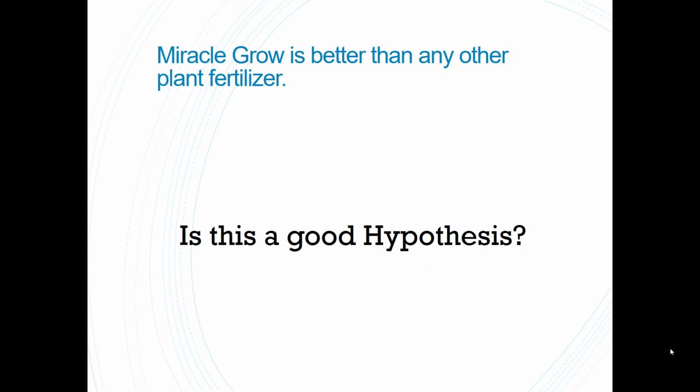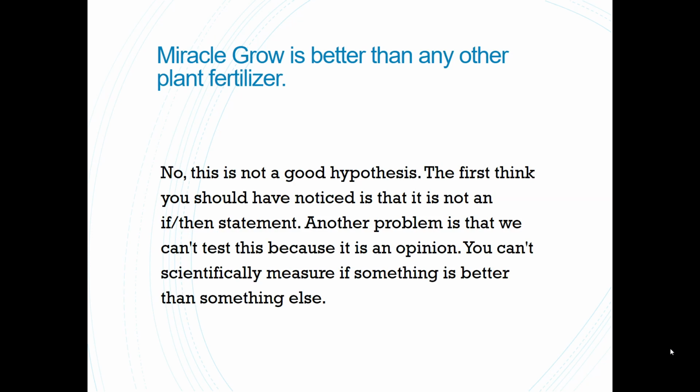Our next example: Miracle-Gro is better than any other plant fertilizer. Is this a good hypothesis? Hopefully you saw automatically that it's not. No, it's not, because the word better automatically says this is an opinion, and we do not test opinions. Also, you should notice there isn't an if and then. So we don't have an independent variable and a dependent variable. And it doesn't have an if and then, again, because this is an opinion. It's not testable. We can't scientifically measure if something is better than something else.